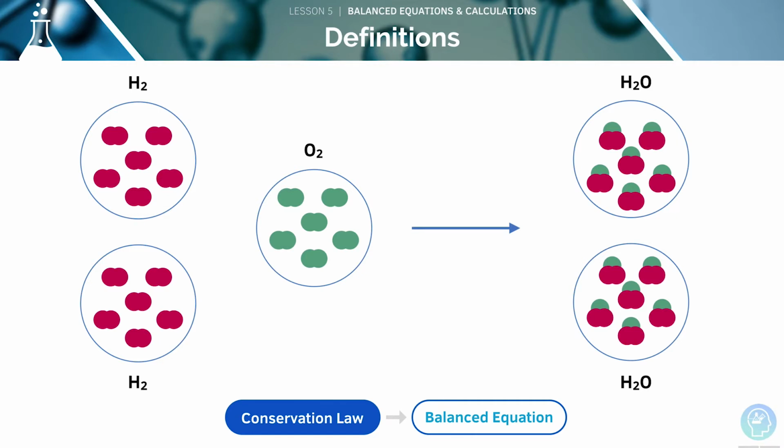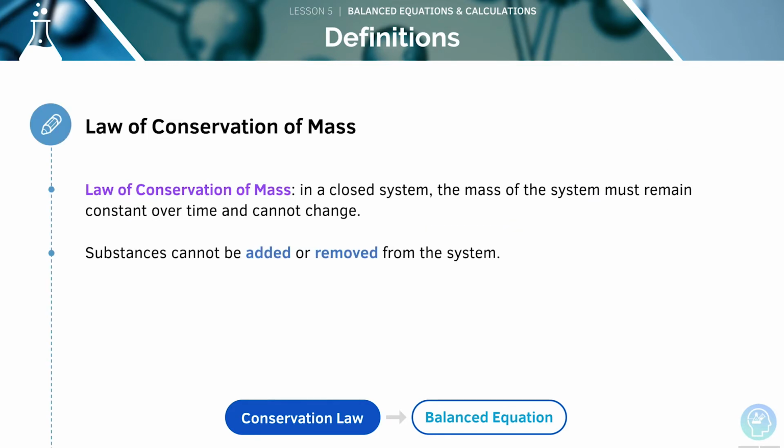In this image, we can see that there is the same mass of atoms on the left-hand side of the arrow as on the right-hand side. The law of conservation of mass states that in a closed system, the mass of the system must remain constant over time and cannot change. Substances cannot be added or removed from the system.